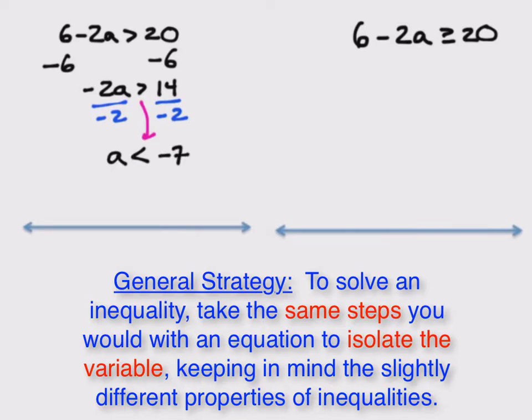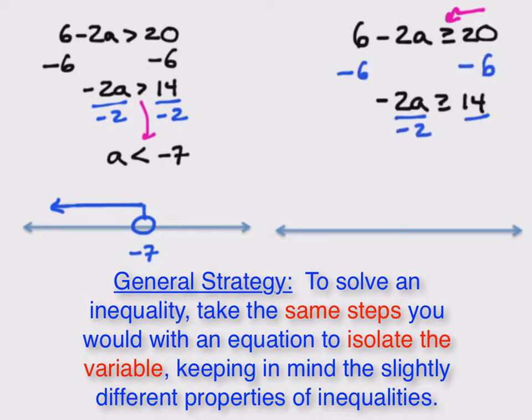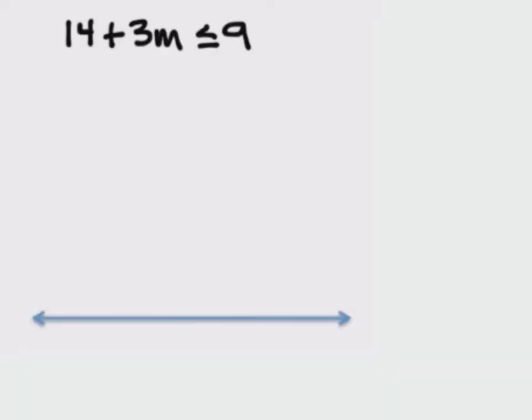And to graph this on a number line, we're going to make an open circle at -7, because -7 is not a solution to this inequality, and we're going to draw an arrow to the left to represent all numbers less than -7. If the original inequality were greater than or equal to 20, then the algebra would remain exactly the same and the graph would only change by having a closed circle instead of an open one.